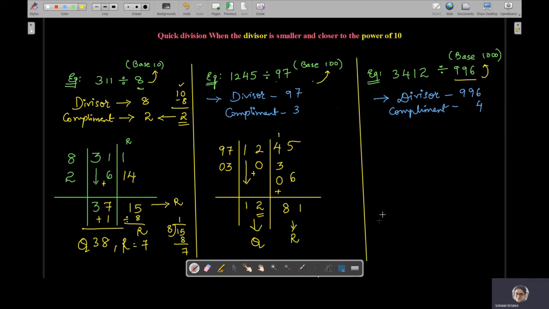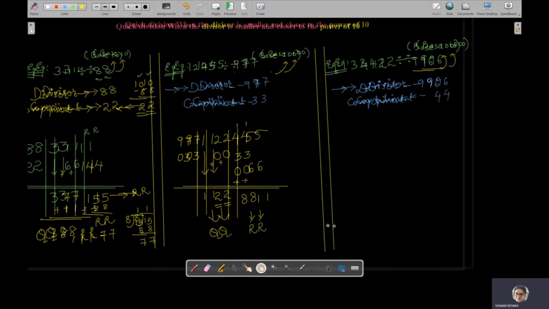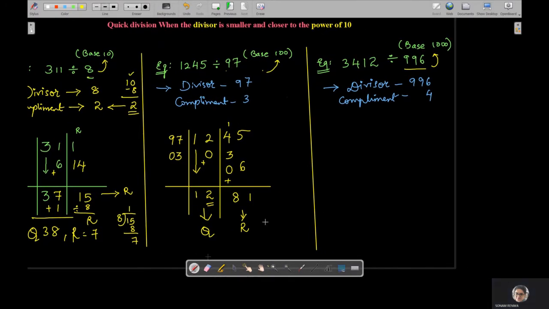Wasn't it quite simple? Okay, so let us understand once again with the help of this example. Let me say the number here. So here the number is 3412, which is divided by 996. So the base value for this 996 would be 1000, and the complement for this would be 4. The divisor is 996 and the complement for this number would be 4.